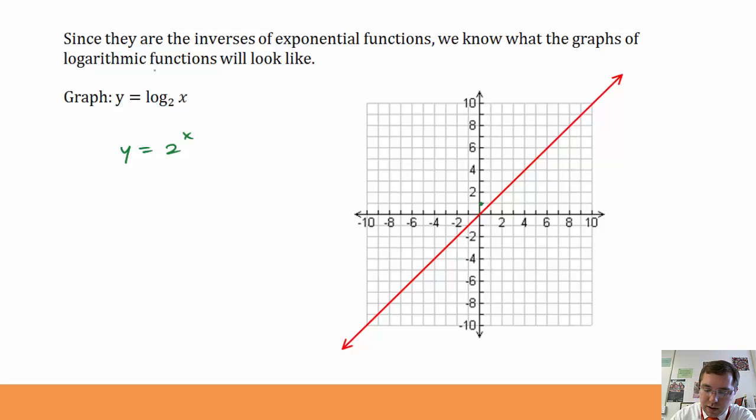It'll go through the point 0, 1, because when x is 0, y is 1. When x is 1, I've got 2 to the first, and that's 2. When x is 2, I've got 2 squared, and that's 4. So the point 1, 2, the point 2, 4. When x is 3, I've got 2 to the third, and that's 8. When x is negative 1, I've got 1/2. When x is negative 2, I've got 1/4, and so on. And I can sketch my curve like so.